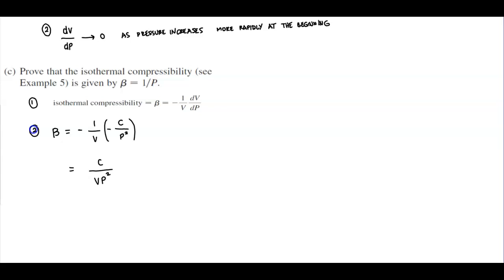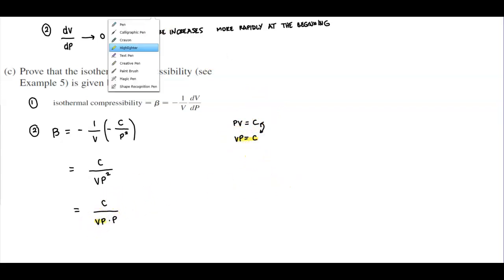And now what we want to do is go back to the beginning where PV is equal to C, right? This is the same thing as saying VP is equal to C, correct? So that means that these two are equivalent. So down here, we can rewrite this as C over VP times P. And what do we know? We know that VP is equal to C, so we can substitute that VP to be C.